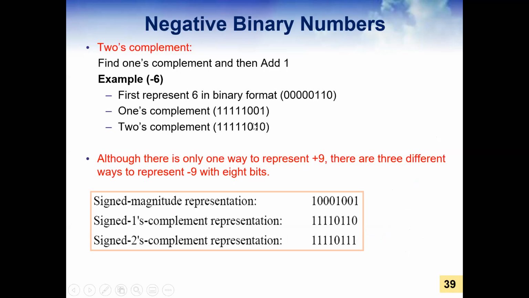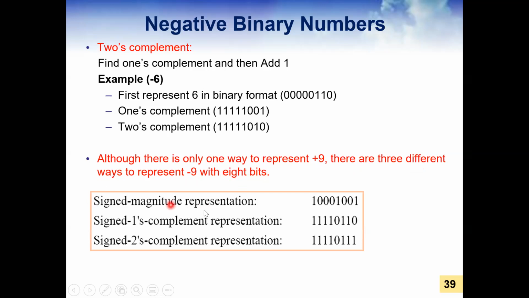So what we conclude now: there is a single representation of the positive, because a positive number will always be the same whether we are using sign magnitude or complement, since complement is for negative representation. But for the negative number there are three different ways: sign magnitude, one's complement, two's complement. There is only one way to represent plus 9, the same in all, but there are three different ways to represent minus 9 with 8 bits.